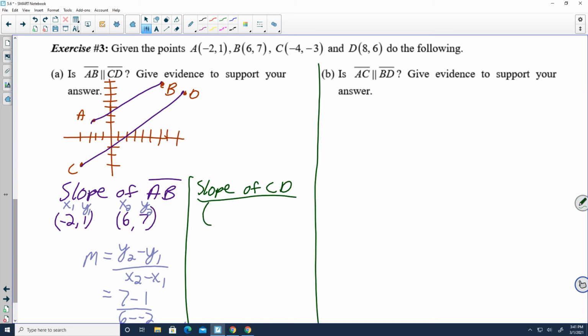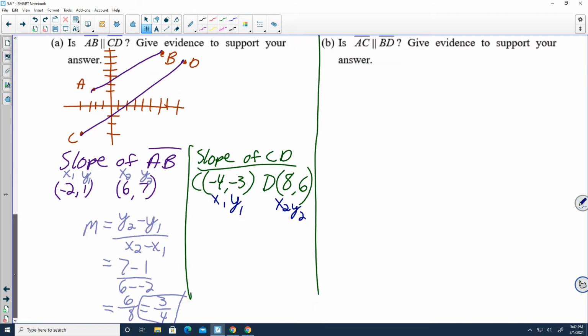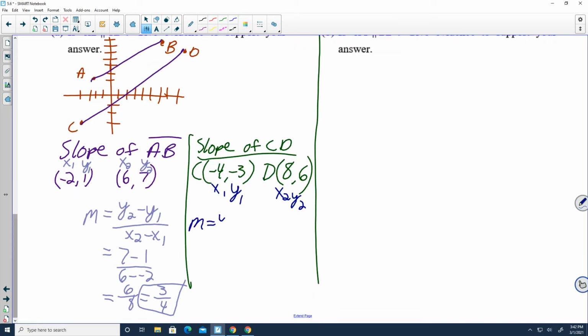Okay, so CD, if I have -4, -3 is C, and D is 8, 6. I'm going to label my X1, Y1, and X2, Y2. Use my formula: M equals Y2 minus Y1 over X2 minus X1. My Y2 is 6. My Y1 is -3, so I'm doing 6 minus -3. My X2 is 8, so I'm doing 8 minus my X1 of -4.